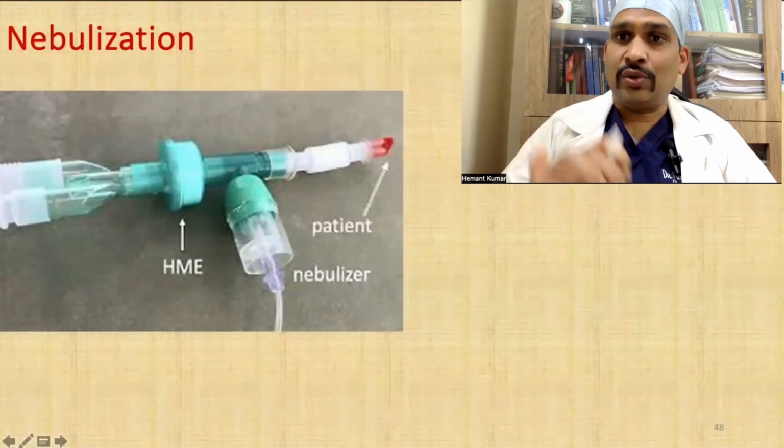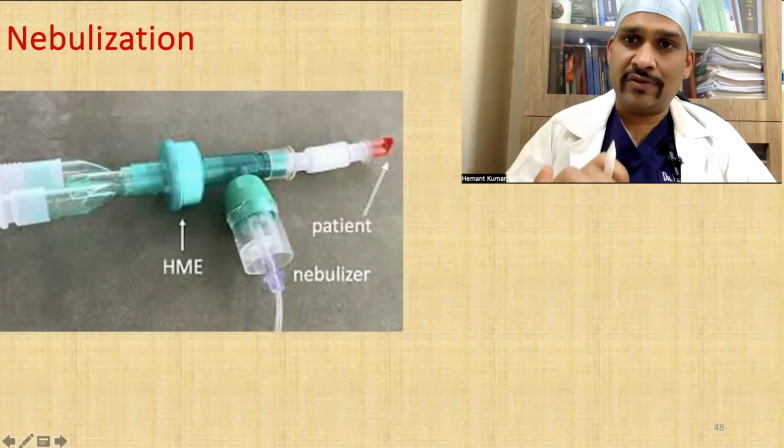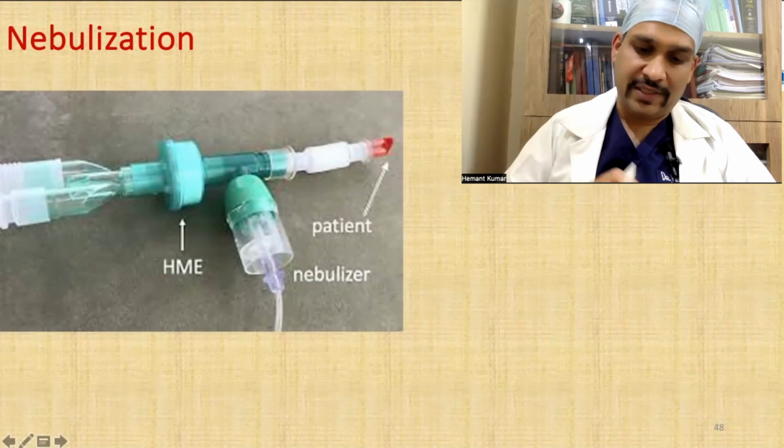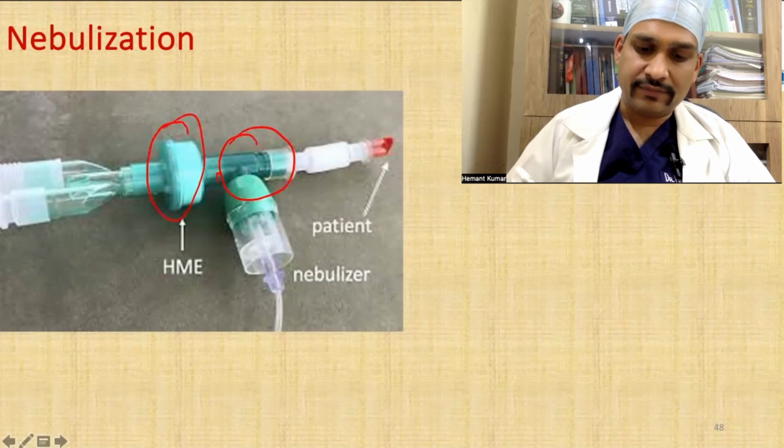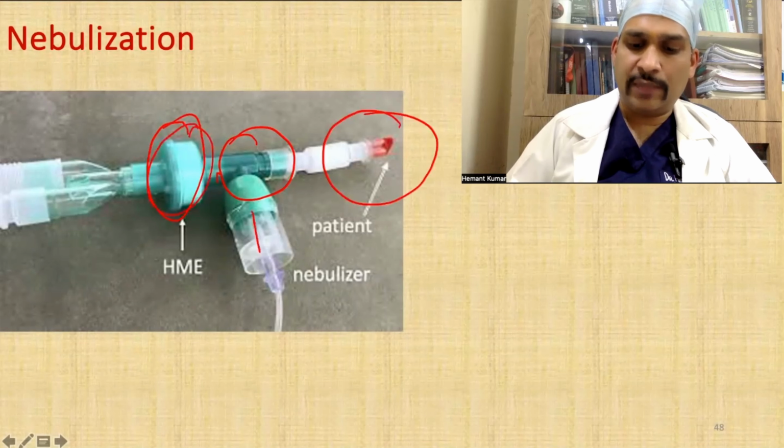Nebulization. So in COPD, there is bronchoconstriction. We have to nebulize that patient. So where should we attach? We should attach the distal end of the HME filter here. After the HME, between the endotracheal tube and the HME filter, we should use the nebulizer.